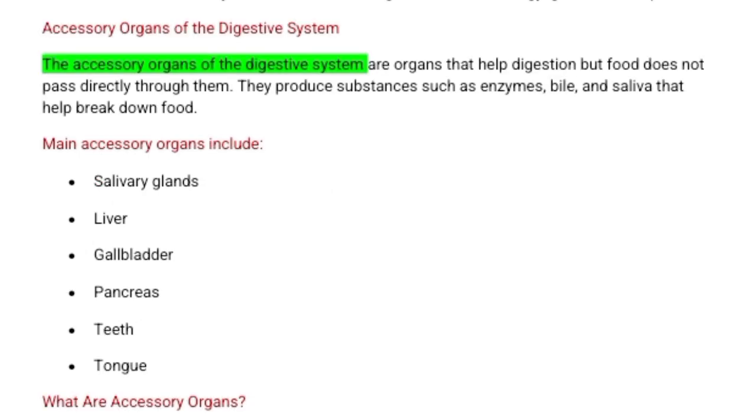Accessory organs of the digestive system. The accessory organs of the digestive system are organs that help digestion, but food does not pass directly through them. They produce substances such as enzymes, bile, and saliva that help break down food. Main accessory organs include salivary glands, liver, gallbladder, pancreas, teeth, and tongue.